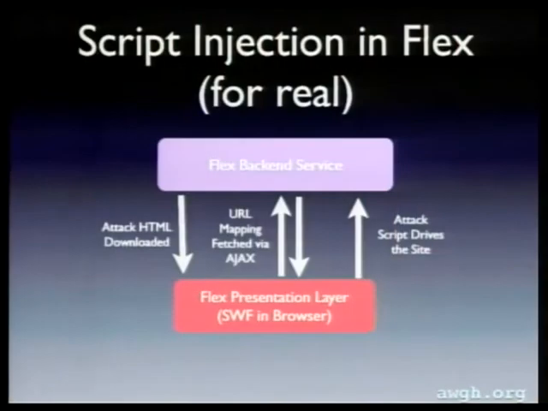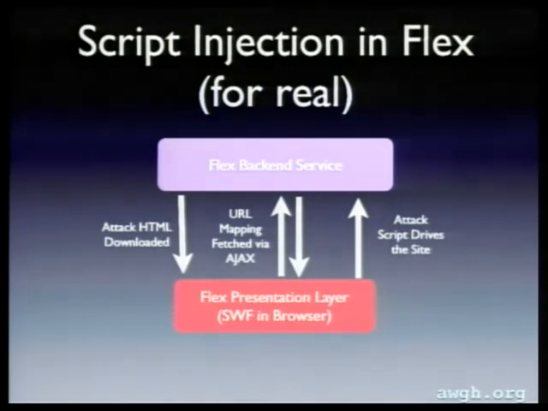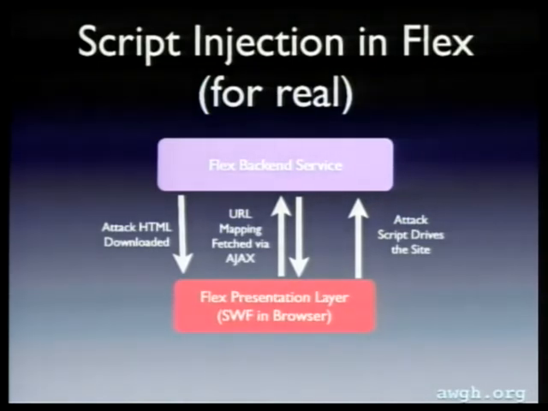So just to go through the whole process, you would upload your attack HTML to the site, and then someone downloads it, and the script executes. The first thing it does is an AJAX request to get the URL mappings, it parses the URL mappings, and then you have credentials on the site, and you know what URLs to hit to do stuff. So this is kind of cheating. I've basically just completely avoided Flex. But that's all I got.